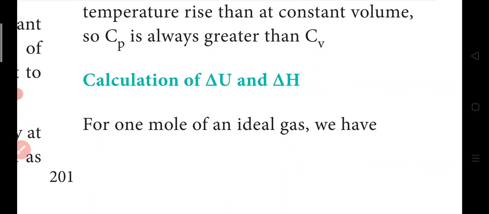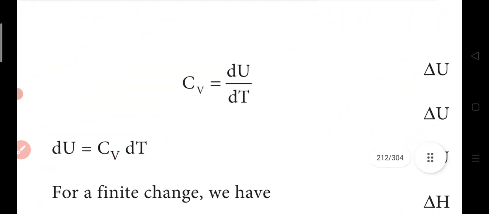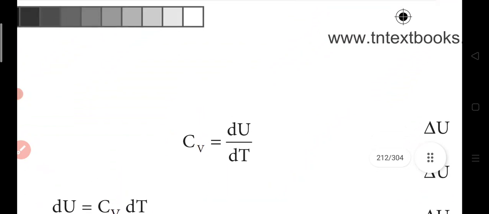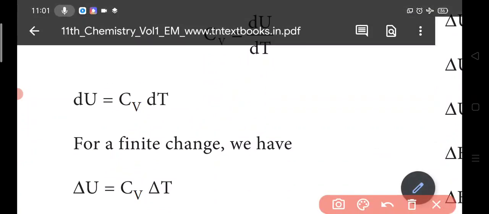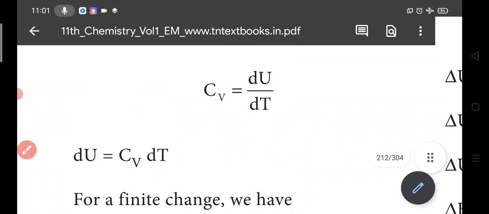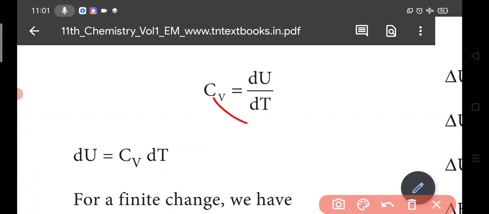Now how to calculate the delta U and delta H values? For 1 mole of an ideal gas we have Cv is equal to dU by dT, and when you rearrange that, multiplying both sides, dU is equal to Cv into dT.